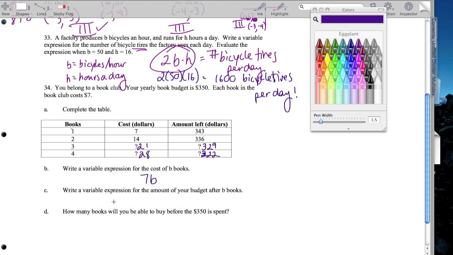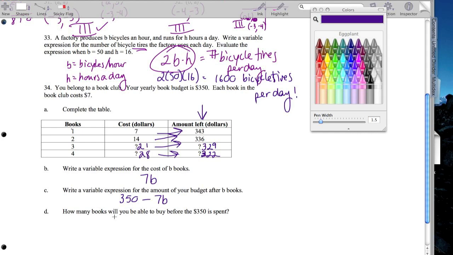And letter C, write a variable expression for the amount of your budget after B books. So this is our budget, the amount left. So what we're doing here is we're saying, all right, 350 was our initial amount, and then we're subtracting from it whatever was in this cost column. 350 minus 7 is 343. 350 minus 14 is 336, and so on and so on. So this is going to be 350 minus 7B.